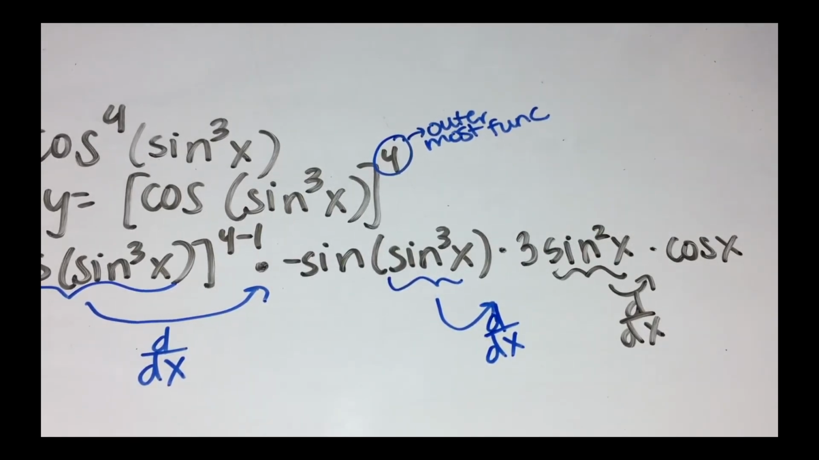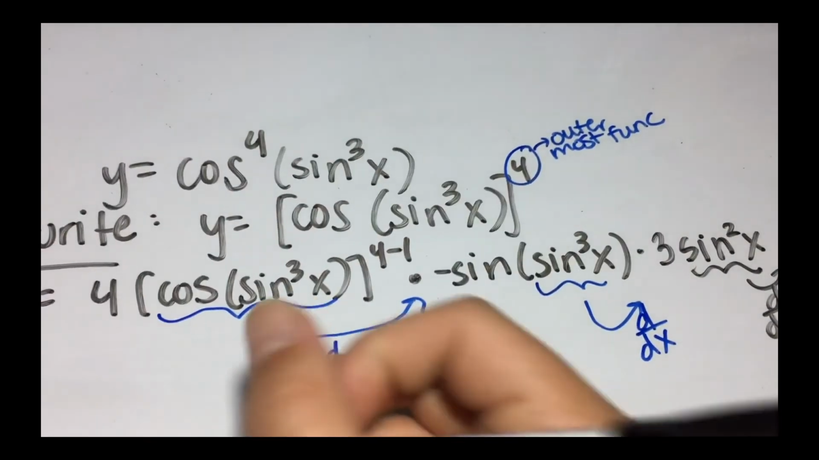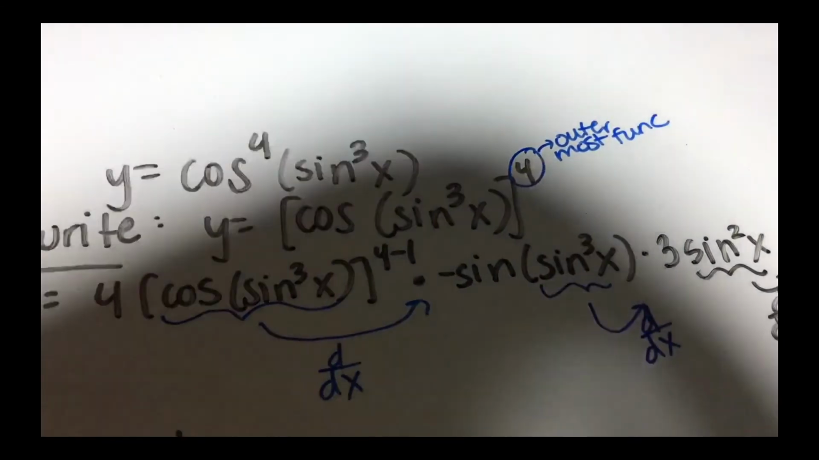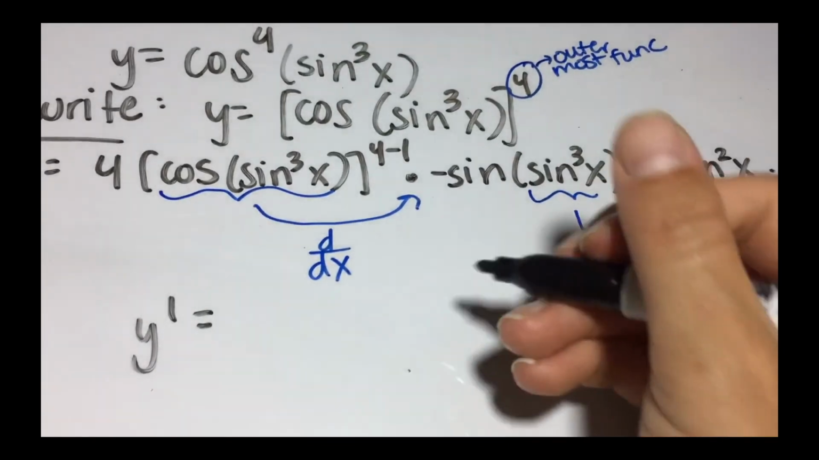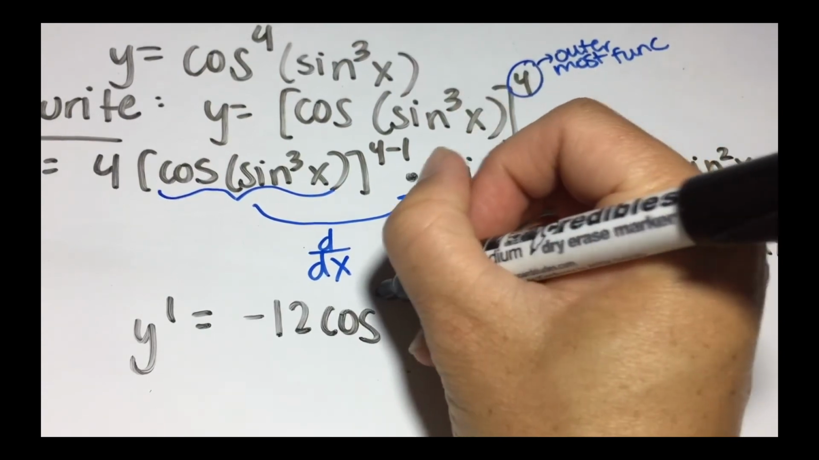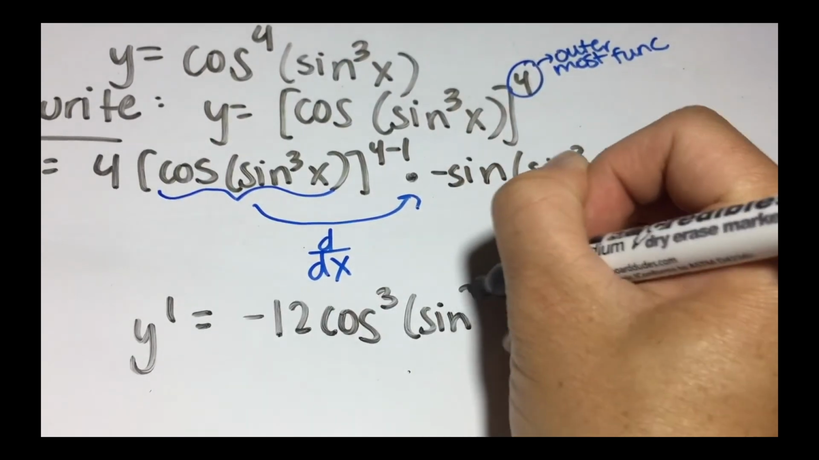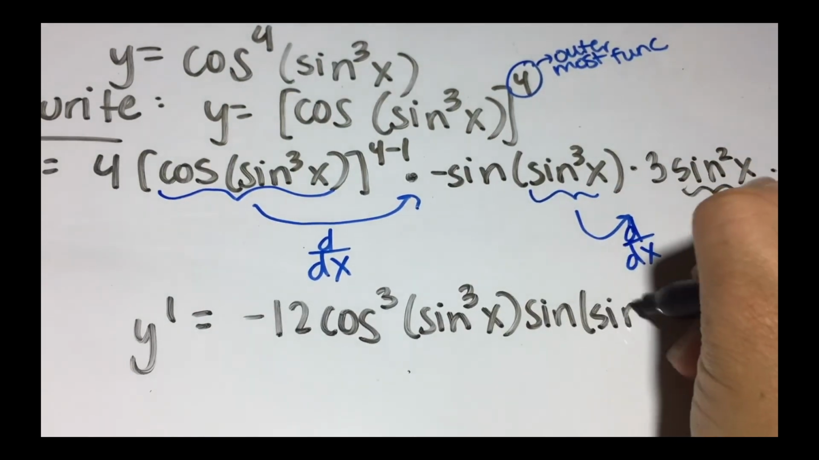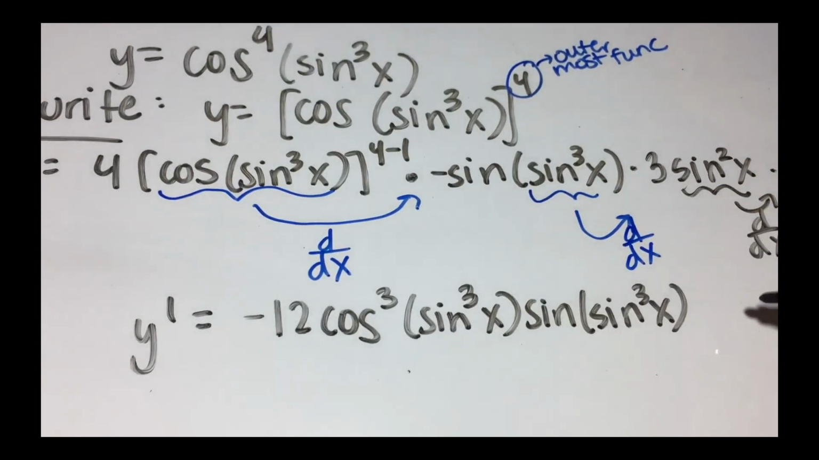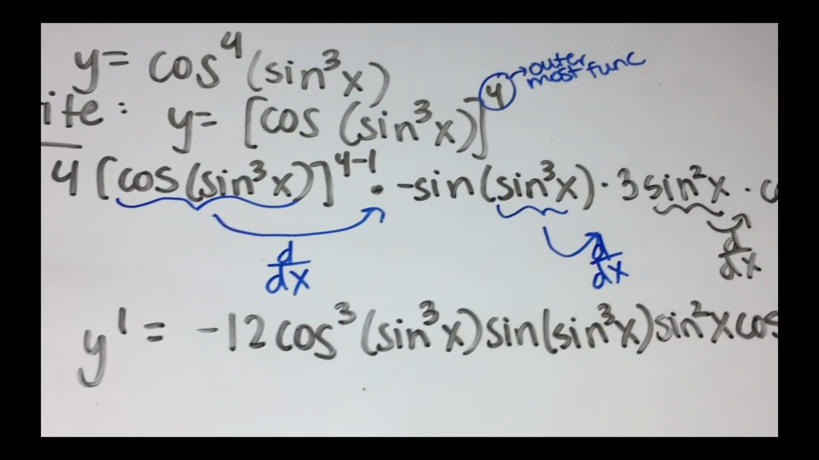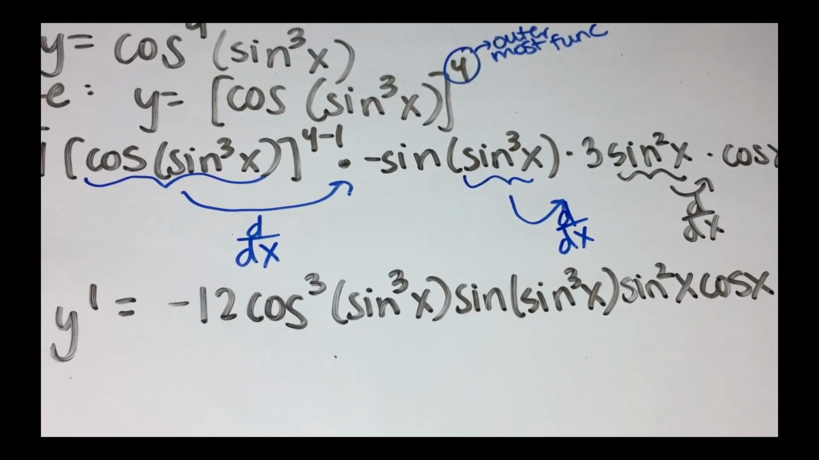And now I'm going to simplify this by multiplying by the negative and the 4 times 3 and rewriting this so it looks in a simplified term. So we have y prime equals negative 12 times cosine cubed of sine cubed x times sine of sine cubed x times sine squared x times cosine x. And this will be your final answer.